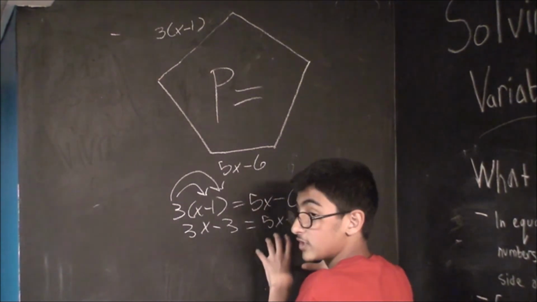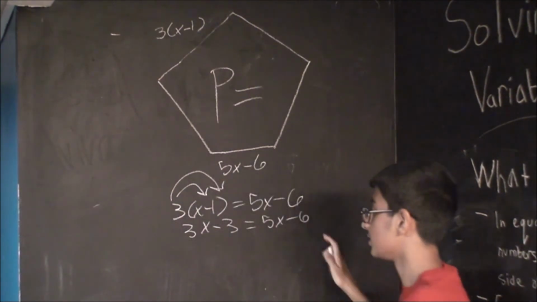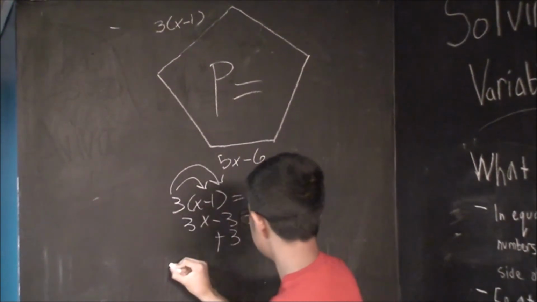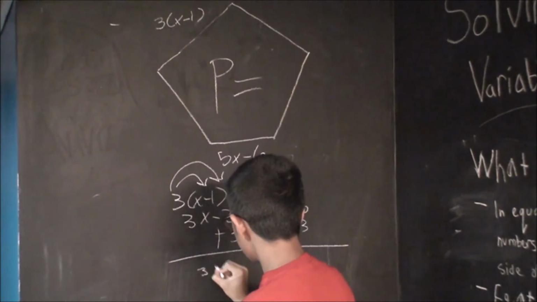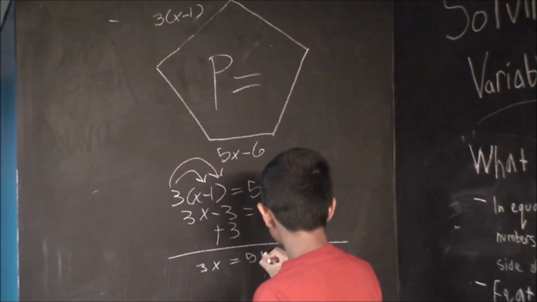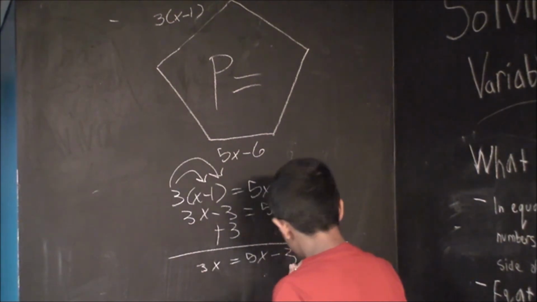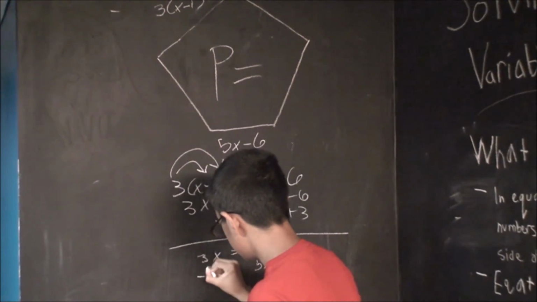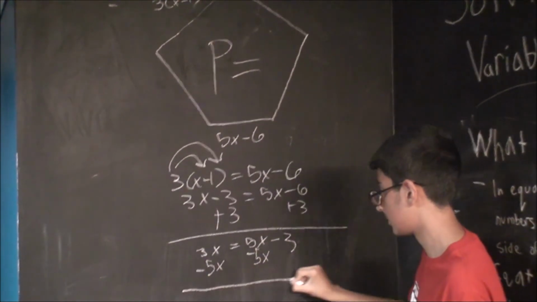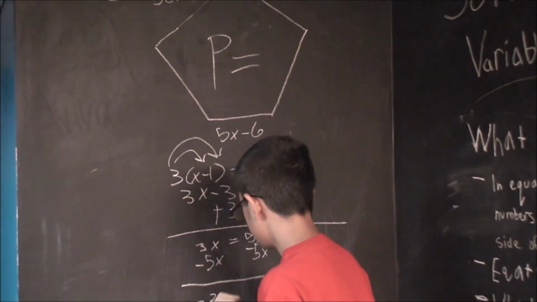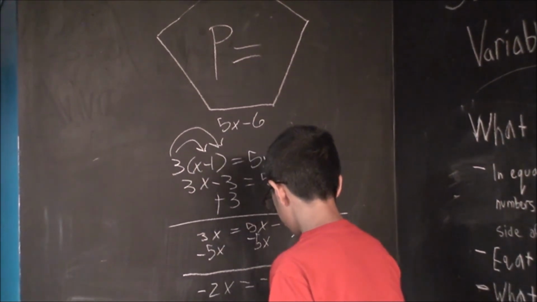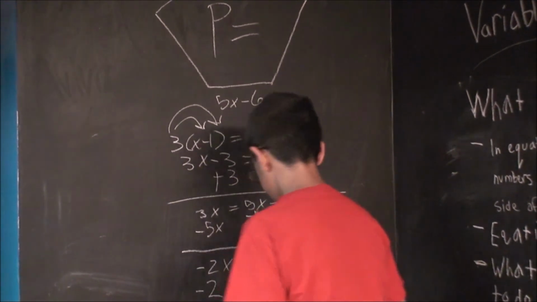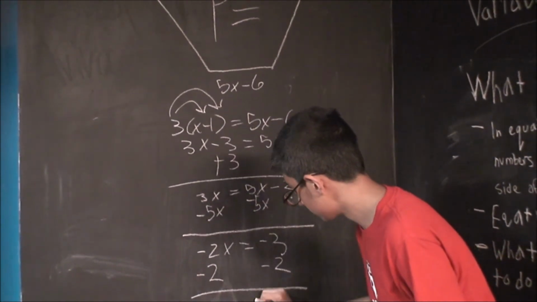Now, again, you have to get all the variables to one side, and all the numbers to the other. So, we're going to add 3 on both sides. That'll give us 3x equals 5x minus 3. Now we're going to subtract 5x on both sides. That'll give us negative 2x equals negative 3. Now you divide by negative 2 on both sides. That'll give us x equals 1.5.